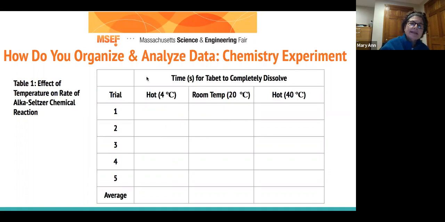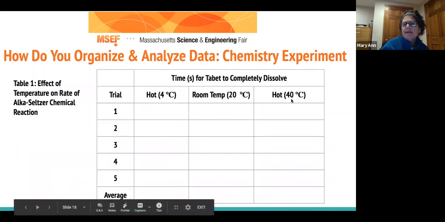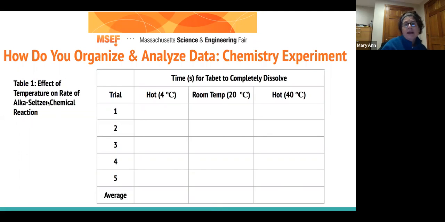And this is my classic data table too, with the independent variable going across the top, the trials going down the side in this column, and then always the average at the bottom. The tables are always labeled, this time effect with an E, effect of temperature on rate of Alka-Seltzer chemical reaction. So it's always that independent variable, dependent variable combination coming up in titles and in your scientific question.